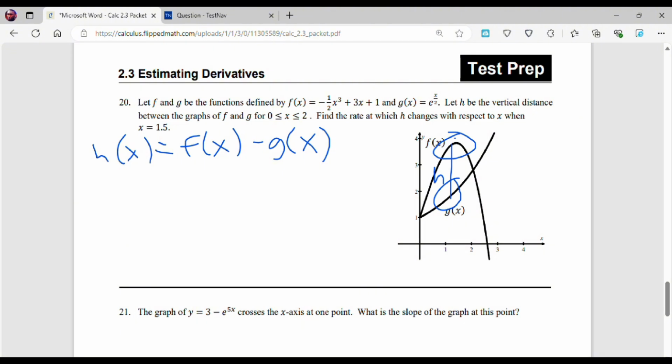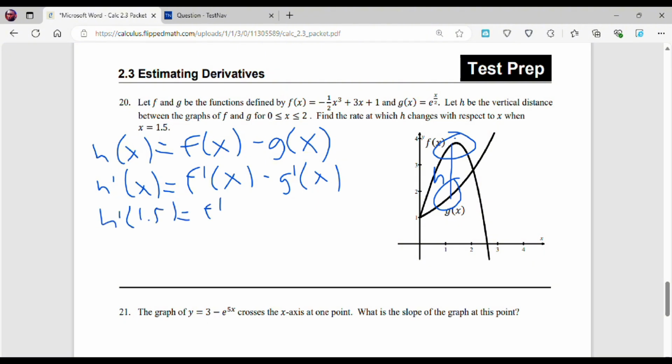And we are allowed to use a calculator, I believe. But first, let's find the derivative of h. So h prime of x equals f prime of x minus g prime of x. Find the rate at which h changes with respect to x at 1.5. So h prime of 1.5 equals f prime of 1.5 minus g prime of 1.5.